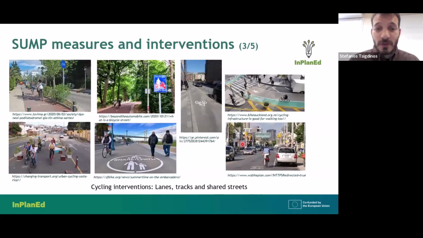We have cycling interventions: lanes, tracks, and shared streets. The lanes are this kind of infrastructure, and it could be an advisory lane, where cars can pass by, or an exclusive lane like this, where cars cannot move. We have tracks which are really oriented to cycling, and sometimes they are only for cycling. Here is not, but others are like this, dedicated only to cycling movement. And we also have shared streets where we can mix the environment for both people walking and people cycling.